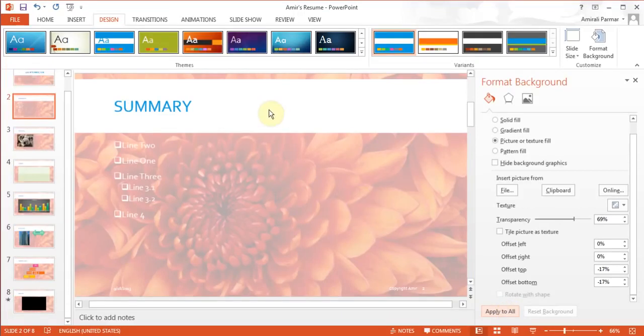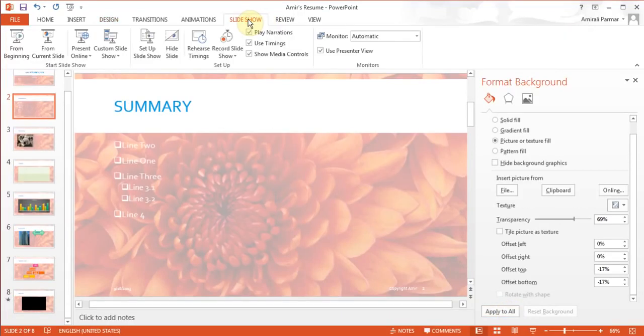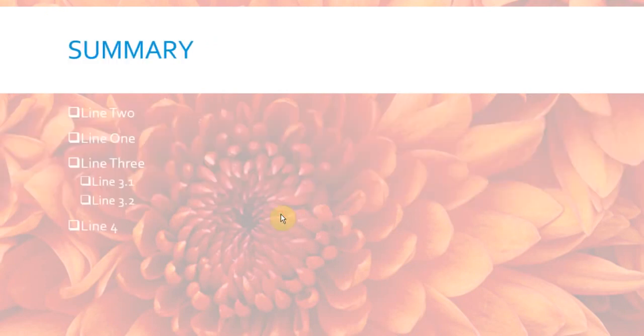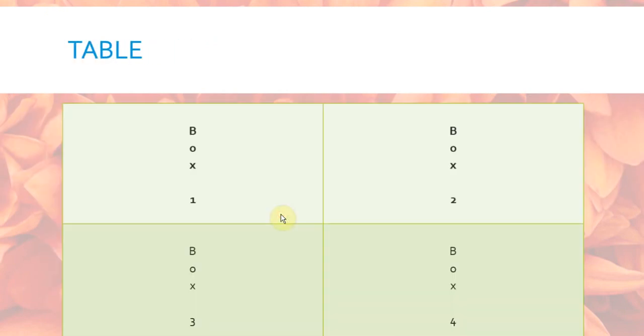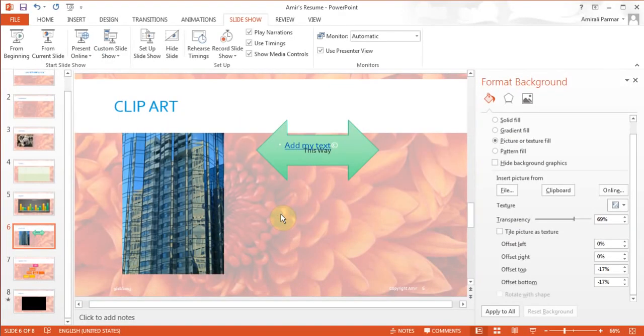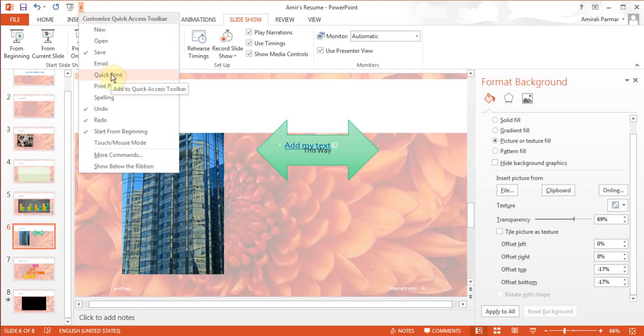Now just to see this in action, I can go to slideshow from beginning, and you see there it is. As I click, you can see all the slides have that background. I can hit escape to stop it. Or instead of going from slideshow from beginning, there is a shortcut button here, start from beginning. If it's not there, you can click here and add it. By default, I think it's there.